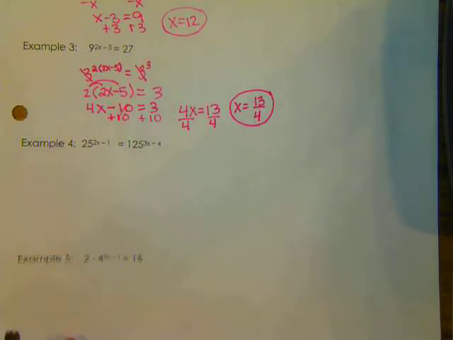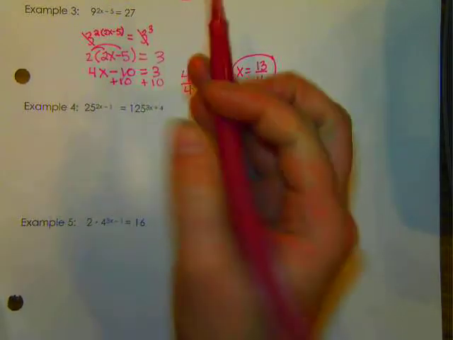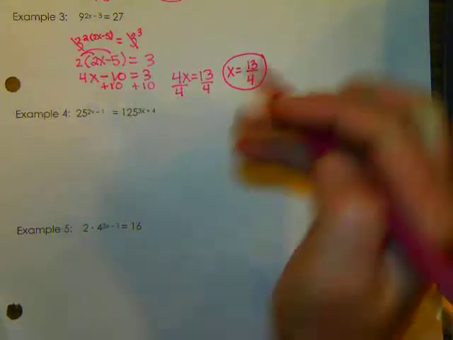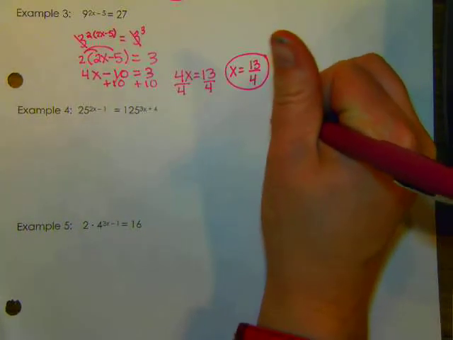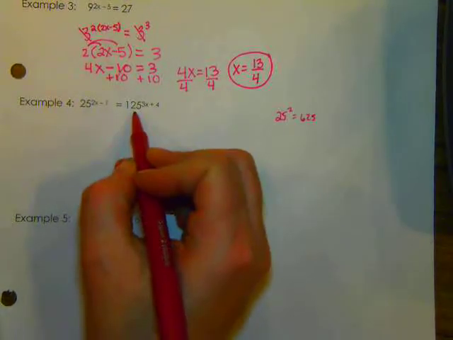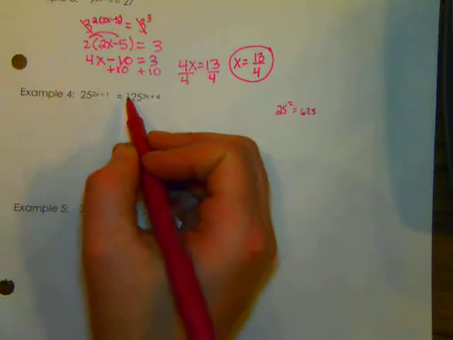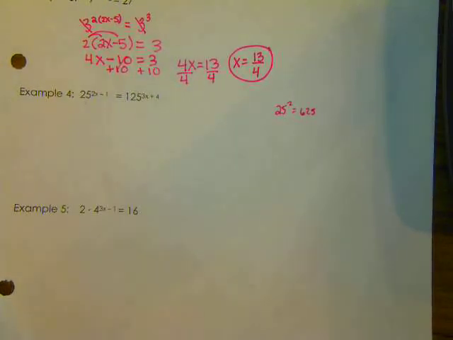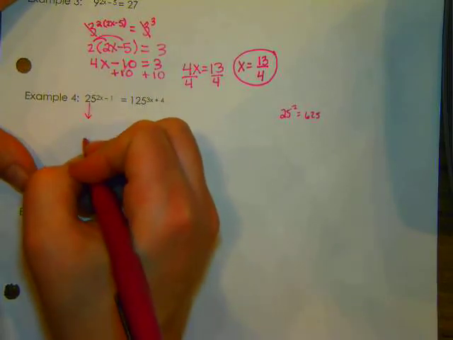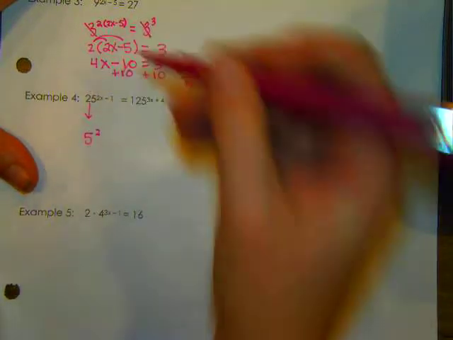So, for instance here, let's look at example 4. Well, we cannot take 125 and change it to 25. 25 squared is 625, so there's no way to change this into that base. So, let's go lower than both these numbers. Always go lower. Let's change this to an exponent with 5. Okay, so 5 is the base. So 5 squared makes 25.